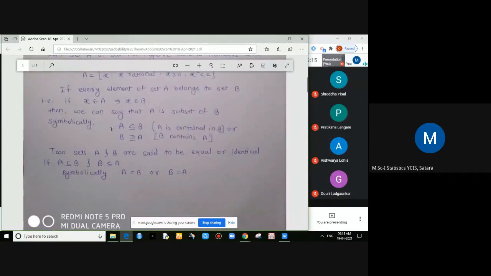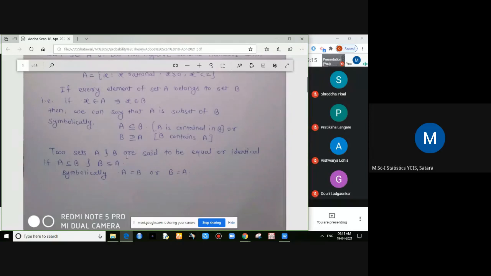Symbolically, how can we write this? This is the symbol for subset. A is a subset of B, which we can read as A is contained in B. Or if we write it the other way, B is the superset of A. Then we read it as B contains A.